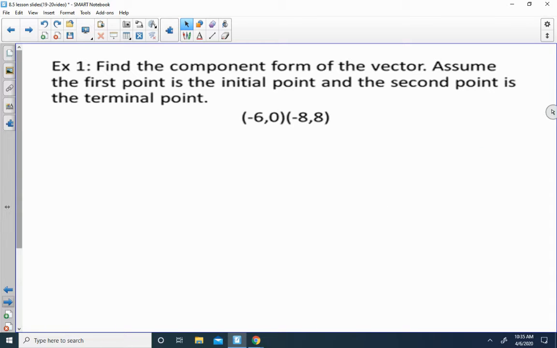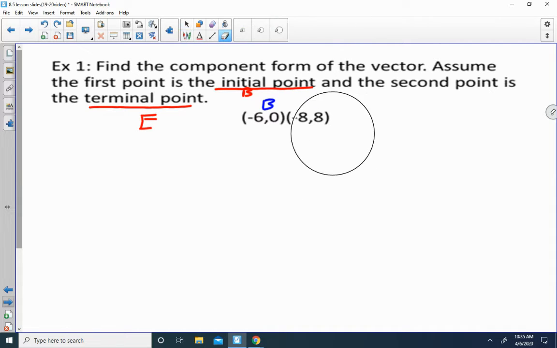So let's say we have this example. We're given 2 points. Find the component form of the vector. We're going to assume that the first point is the initial point and the second point is the terminal point. What this means is, initial point means the beginning. The terminal point means the ending. So it's basically telling us that the first point is our beginning and our second point is going to be the ending point. So with that in mind, before we start, let's go ahead and label. The beginning point will be x1, y1. The ending point will be x2, y2.